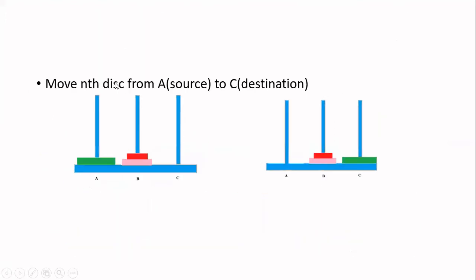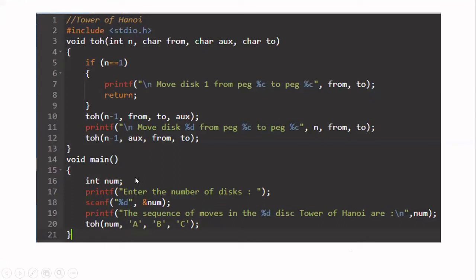Nothing else. So after getting the number of disks, we are going to print a message about the sequence of movements involved in the Tower of Hanoi. After that, you call the function, because you're going to implement it with the help of a recursive function. There must be a function first. So let the name of the function be TOH, Tower of Hanoi.